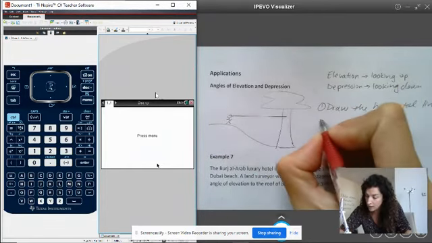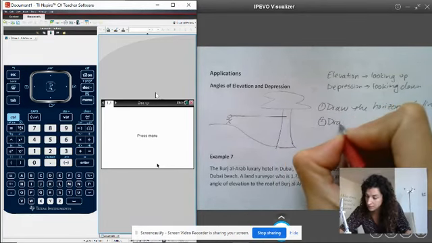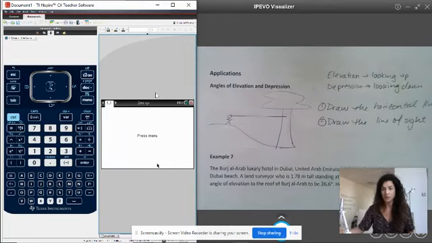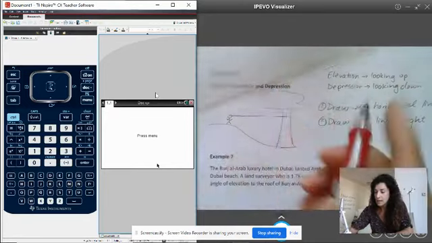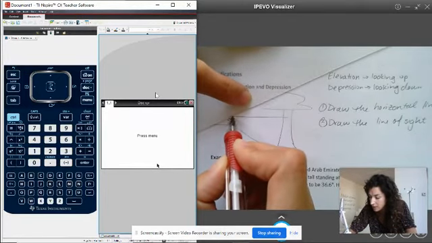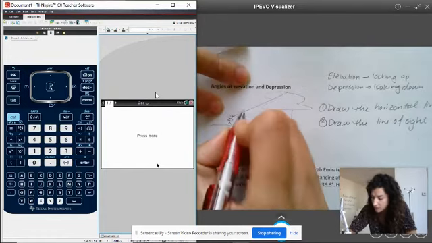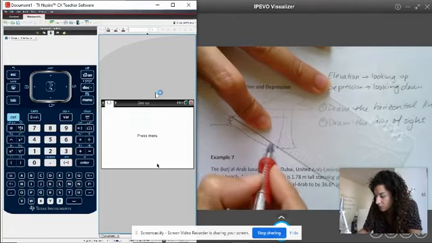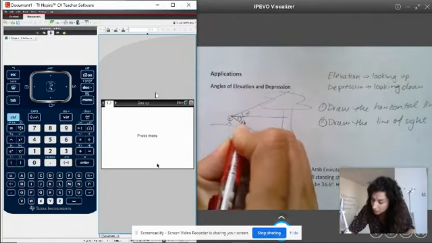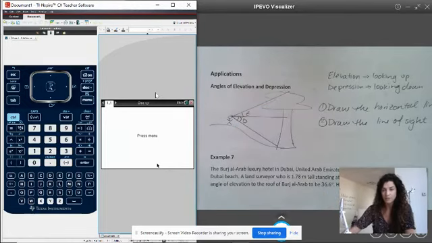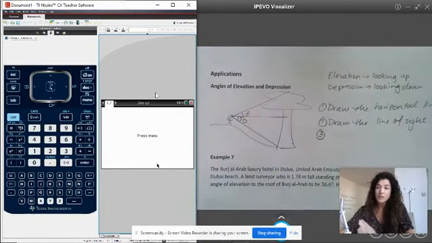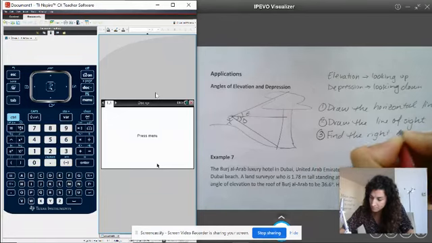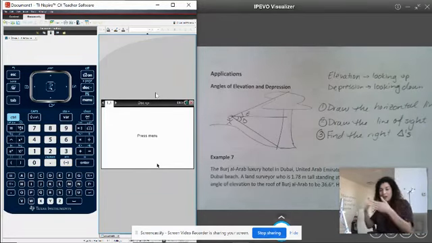And then you draw the actual line of sight. Now, this is where we think about elevation or depression. Are we going up or are we going down? The angle of elevation would be going up to the top of the tree. So this is elevation. The angle of depression would be going down to the bottom of the tree, which means that this angle right here is the angle of depression. The third thing that you do is find the right triangles. Once you have the right triangles, then you can begin solving.